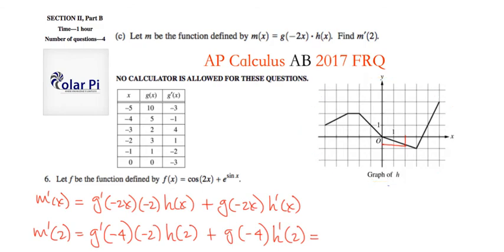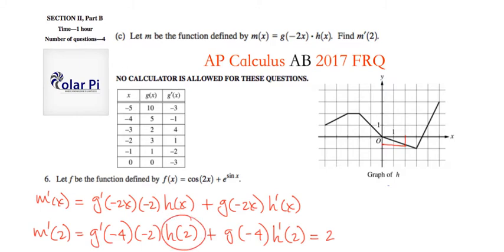Okay, cool. Now, some of these things we're going to be able to find from the table, some other ones from this graph here, right? Okay, so g prime of negative 4. We go to g prime, and we go to negative 4, and we see that it's negative 1. So we get negative 1 from this, and then times negative 2. That's just going to be 2, right? So we have 2 so far.